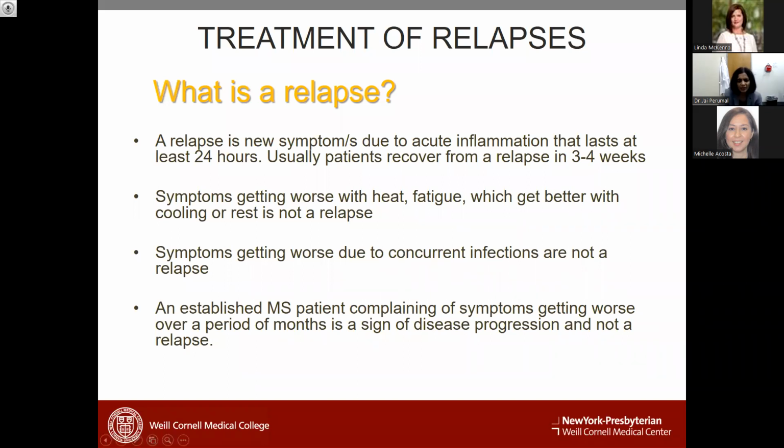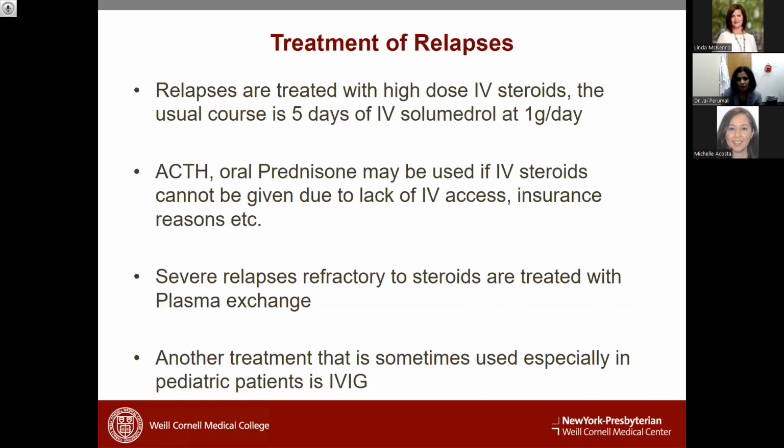The last thing is an MS patient who is in the progressive phase, their symptoms getting worse is often not a relapse. If it happens slowly, it's just their disease progression. If it happens acutely, it is because of an infection or one of the other factors I had mentioned.